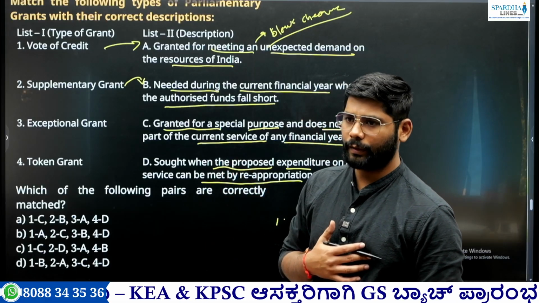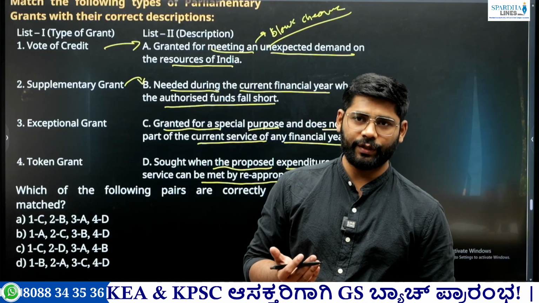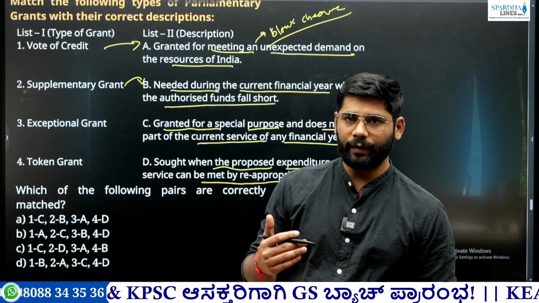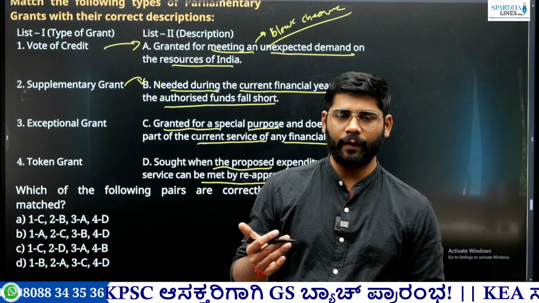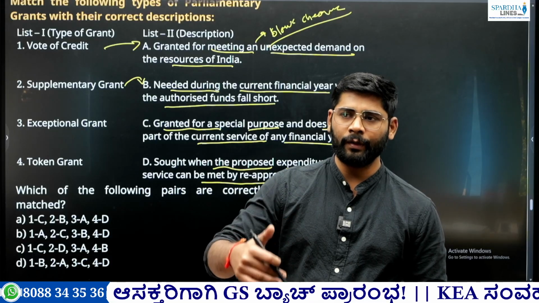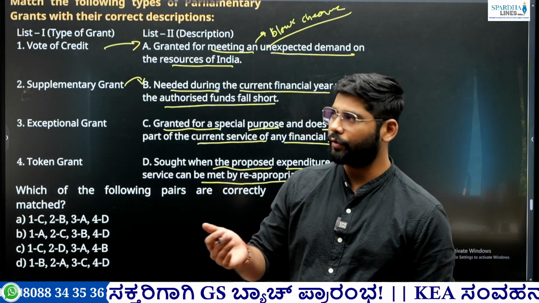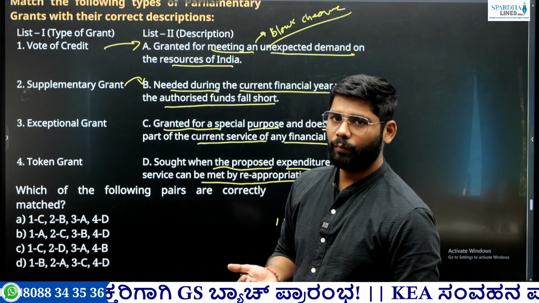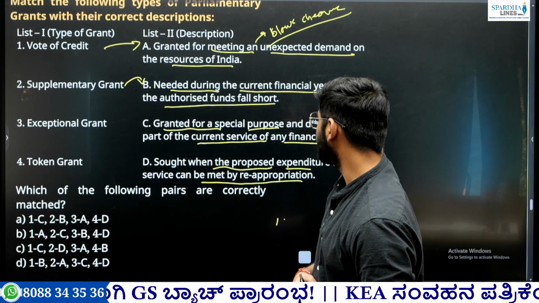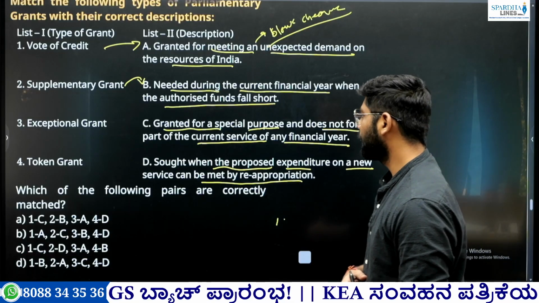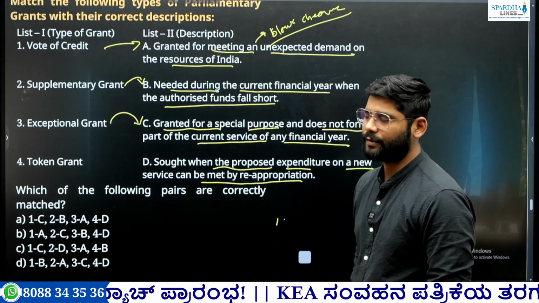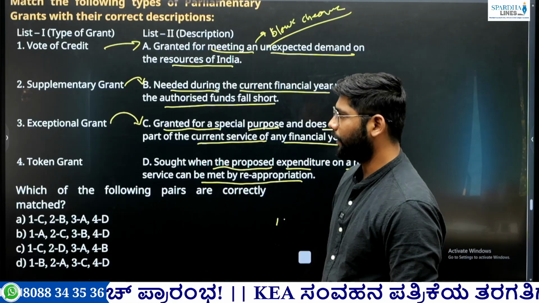Okay, suppose in the current budget session, this year's budget that happened in February March, they have allocated certain fund to any service. But now they found that it is not sufficient. So they need more funds. So what will happen in the monsoon session or winter session? They can introduce the supplementary grant to take more funds. So this is called a supplementary grant. Then exceptional grant, granted for special purpose, does not form the part of the current service in the financial year. So if any unexpected demand rises, at that time the exceptional grant will be granted.